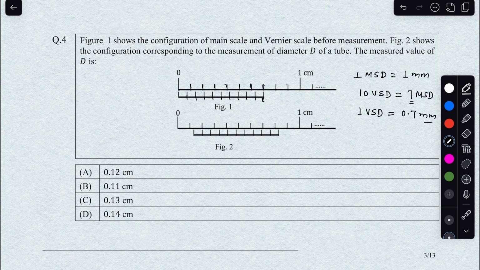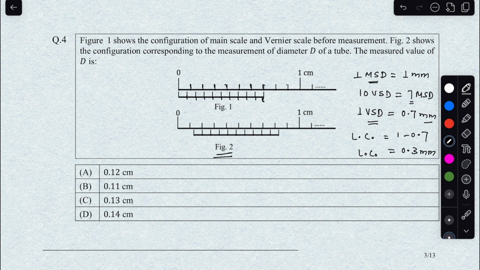And because the VSD is less than the MSD, we can calculate the least count here. Least count is MSD minus VSD, so that becomes 1 minus 0.7, which is 0.3 mm. This is the least count. And now we will go to figure 2.